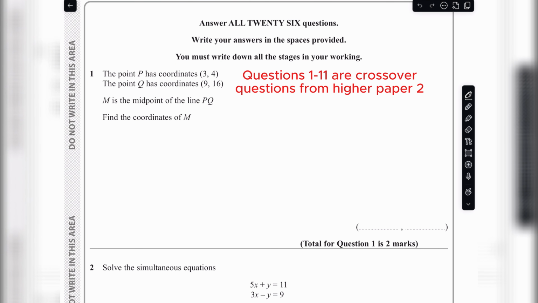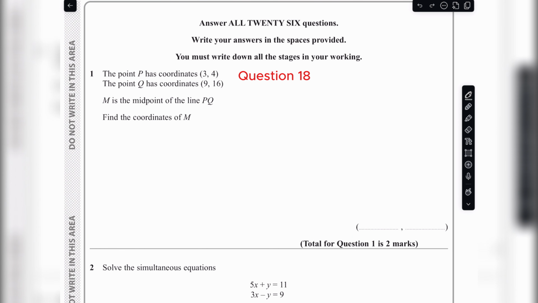In the first question, we are told that the point P has coordinates 3, 4, the point Q has coordinates 9, 16, M is the midpoint of the line PQ, find the coordinates of M. So in order to determine the coordinates of the midpoint, we need to take the average of the x coordinates respectively and the average of the y coordinates respectively.